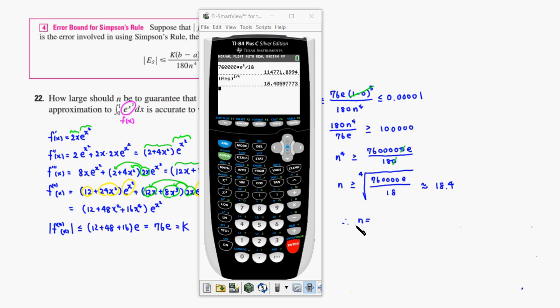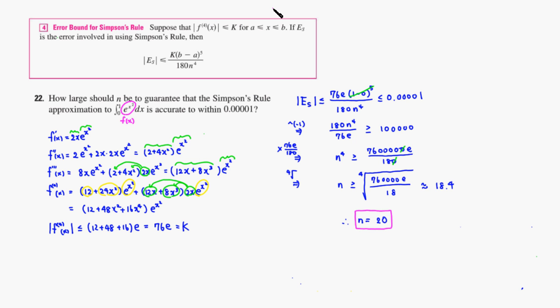Remember that Simpson's rule only works with even n. So if it's at least 19, then it's actually at least 20. So that's the smallest n value that guarantees that with Simpson's rule, the error is within 0.00001. All right, that's it. I hope that this was clear.